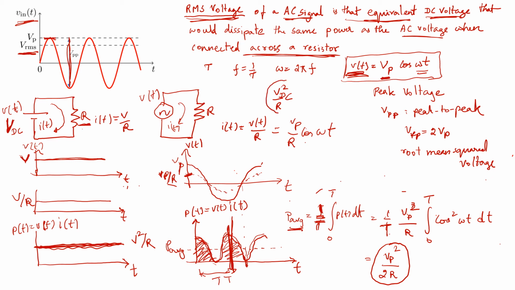So in the case of an AC, the average power dissipated is Vp squared over 2R, and for a DC it is V squared DC over R. This factor of 2 appears for the AC, whereas it doesn't appear for the DC.